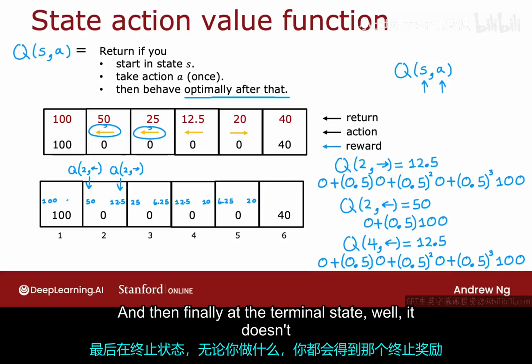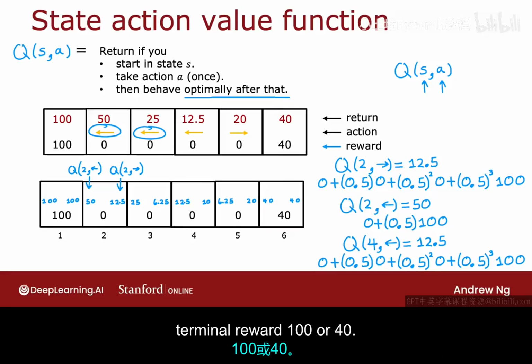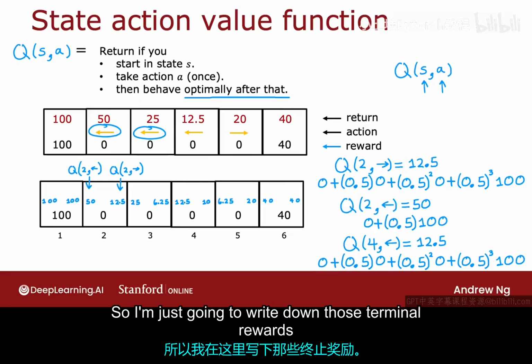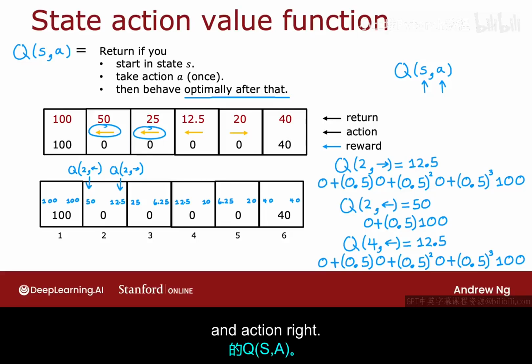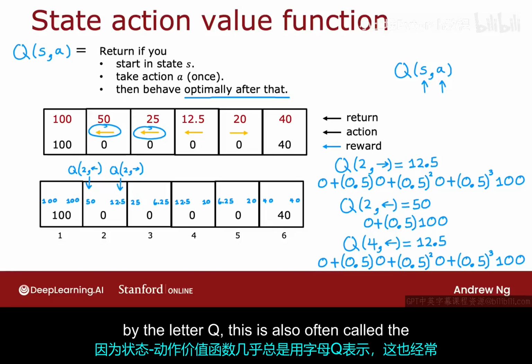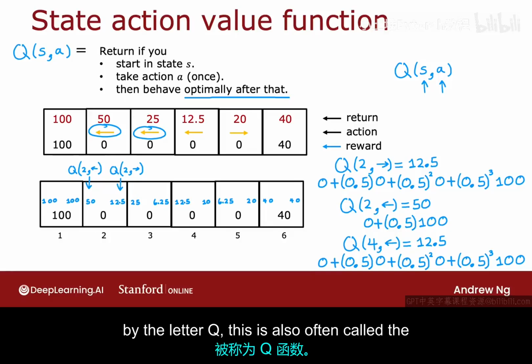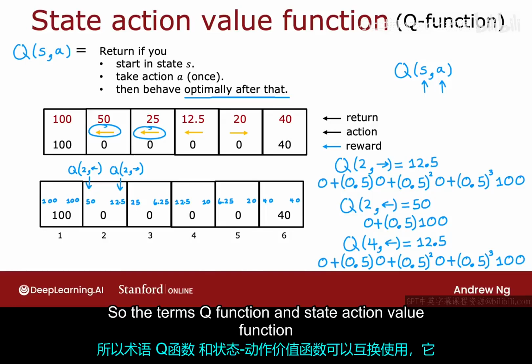And then finally, at the terminal state, it doesn't matter what you do. You just get that terminal reward, 100 or 40. So I'll just write down those terminal rewards over here. So this is Q of S, A for every state 1 through 6, and for the two actions, action left and action right. Because the state action value function is almost always denoted by the letter Q, this is also often called the Q function. So the terms Q function and state action value function are used interchangeably.